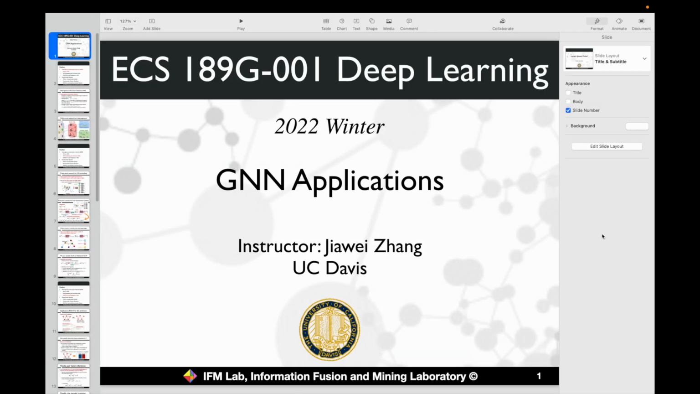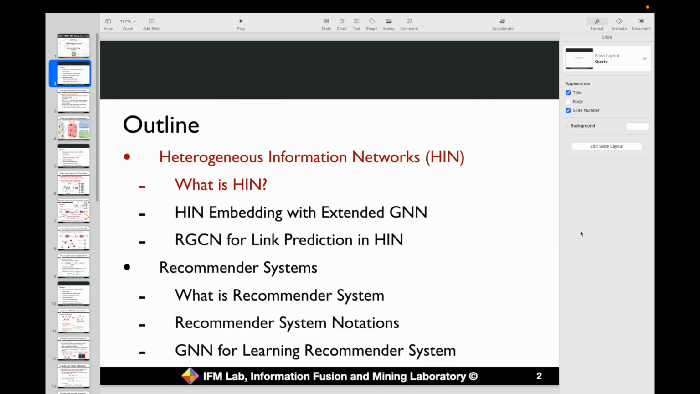So in today's talk, we plan to discuss the applications we can do with graph neural networks. Okay, so here's the outline for today's talk. We will mainly focus on discussing two topics: how to use graph neural networks to deal with heterogeneous information networks, and also how to use graph neural networks for building recommender systems.